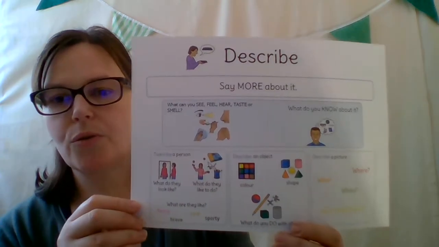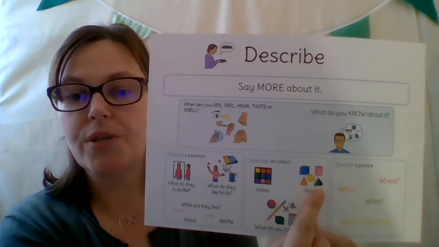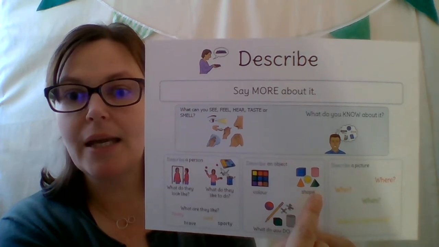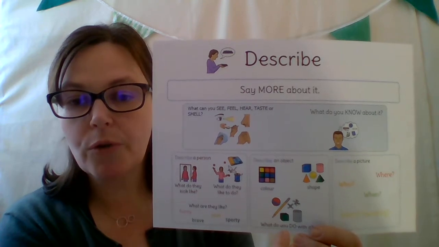Okay. The next one was objects. So we could talk about the colour of the object. We could talk about the shape, the size, what it's made from. And we could talk about what do you do with the object, what's it for, what do you do with it. Okay, so I've got something in this bag to describe to you.